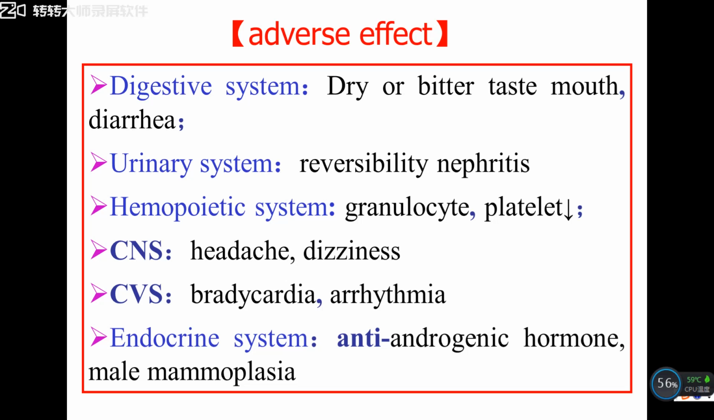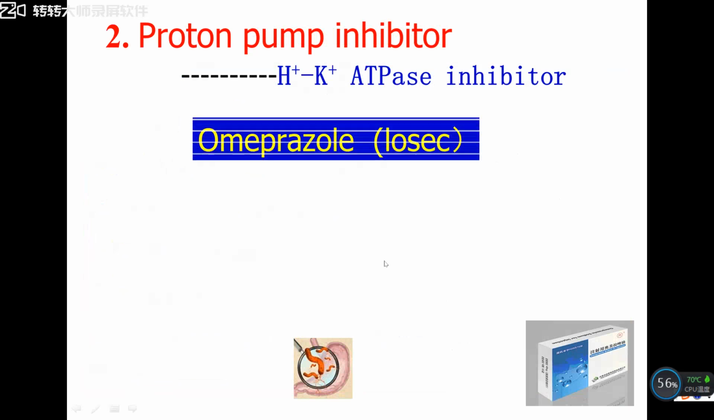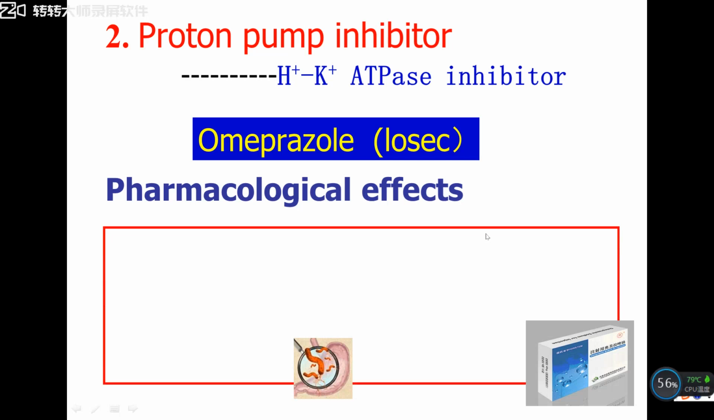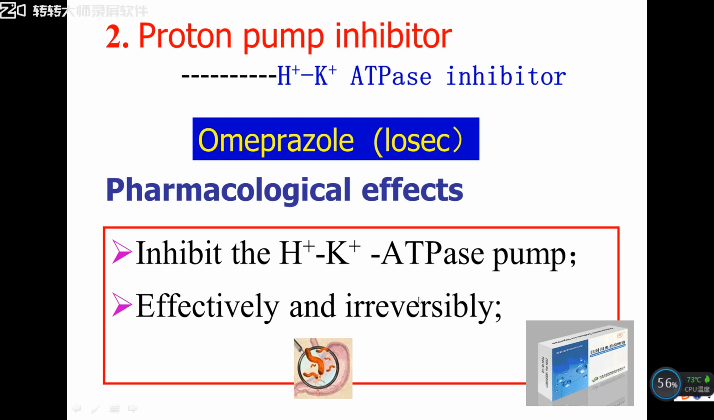Okay, so next part. The second inhibitor, proton pump inhibitors, inhibit hydrogen-potassium ATPase. The prototypical agent, still a widely used drug, is omeprazole. It was made in Sweden, and the trade name is Losec. The pharmacological effect of omeprazole is to inhibit hydrogen-potassium ATPase, so it inhibits acid secretion.